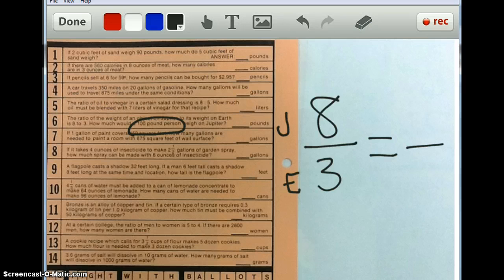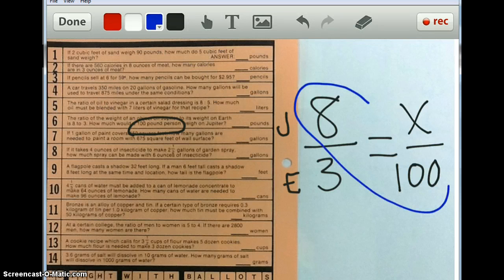So do we know what they weigh on Jupiter? We don't yet. That means the 100-pound person is on Earth because they die on Jupiter. So they're on Earth right now, but if we were just hypothetically seeing, there it is. So I don't see anything nice, so I'm going to cross product. 8 times 100. Then divided by what is left.